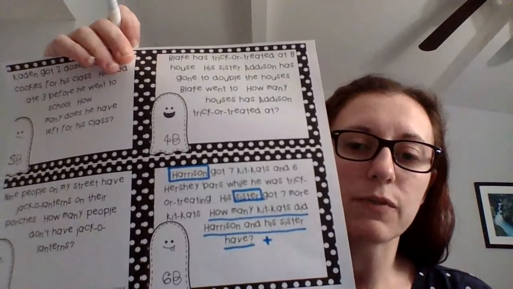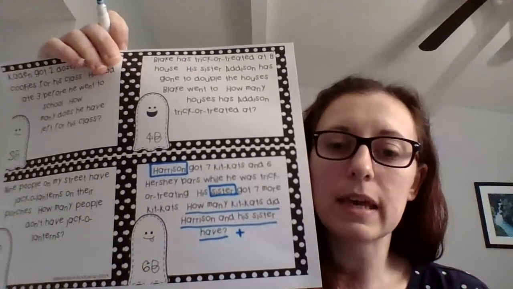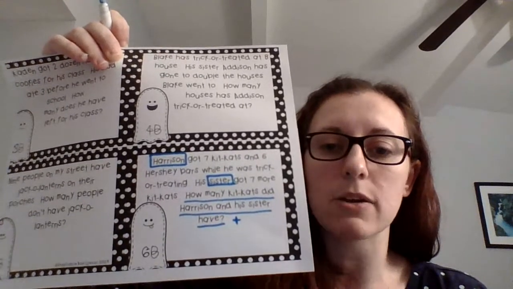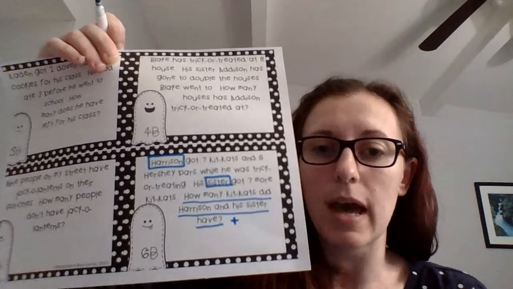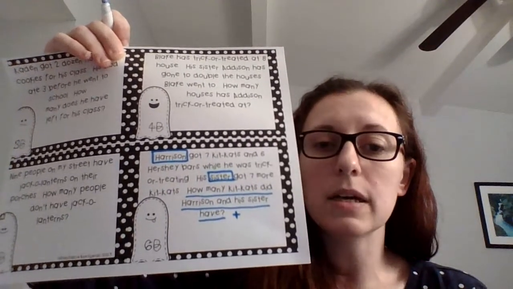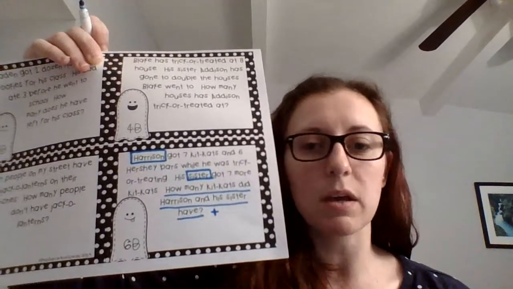But now I need to find out what those numbers are. The question says, how many Kit Kats did Harrison and his sister have? So far, Harrison got 7 Kit Kats. I need all of that information. And he got 6 Hershey bars. The question is not asking about the Hershey bars, so already I know that that's information that I don't need.